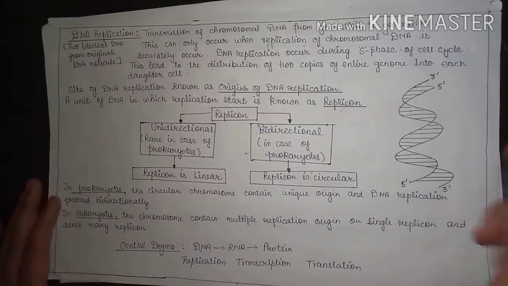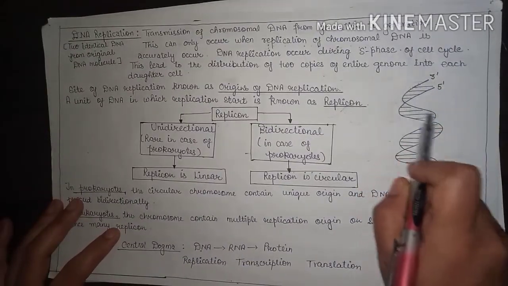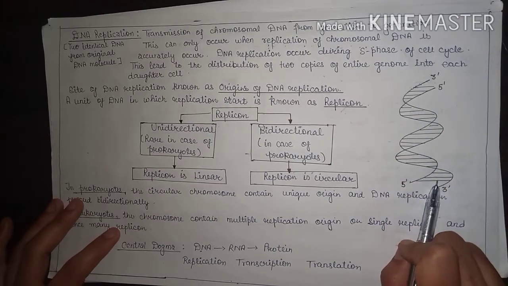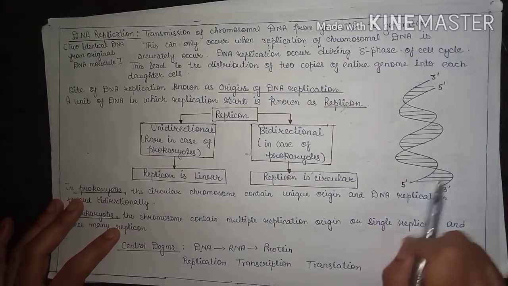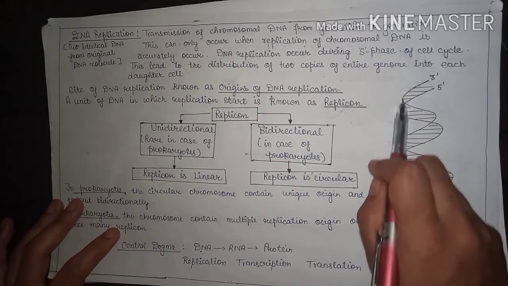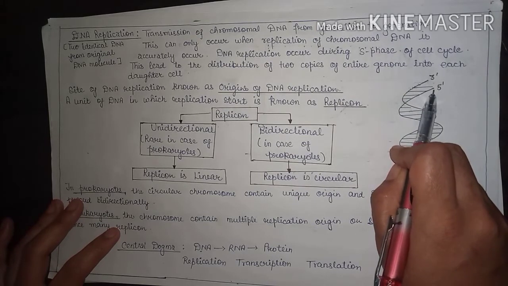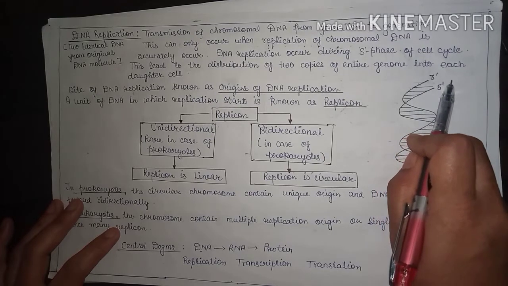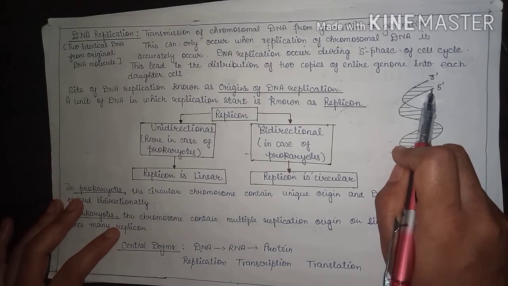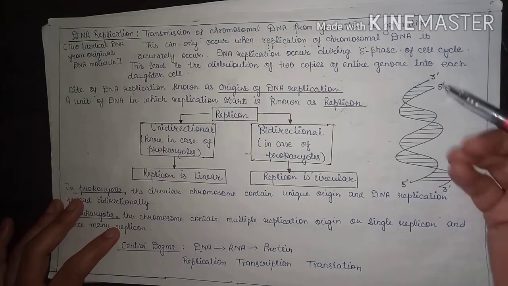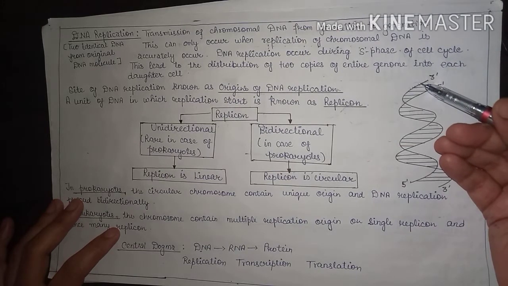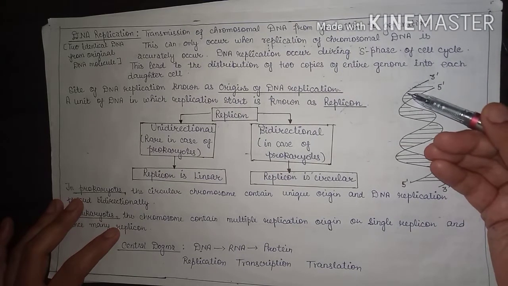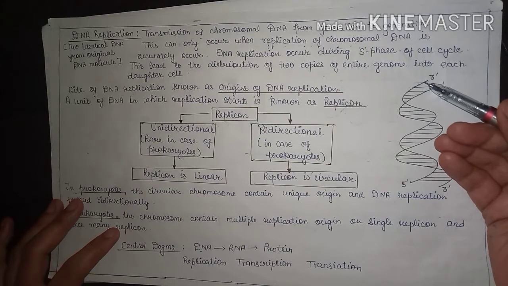This is the structure of DNA. This is one template strand and this is the other template strand. The template strand is the parent strand, which gives rise to the daughter strand. The daughter strand is the same as, or identical to, its parent strand.